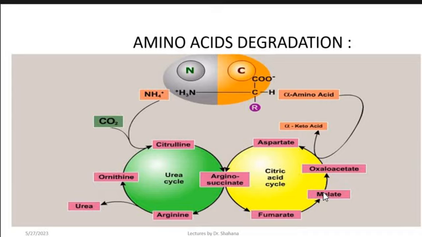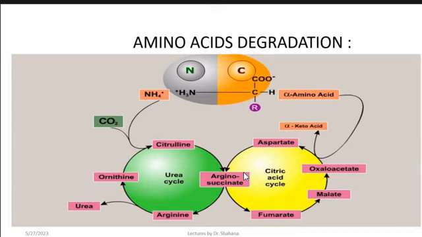This is the summary of amino acid degradation, and here you can see that the amino acid is degraded into two components. One is the carboxylic group and another is the amino group. Basically this is an alpha amino acid. This alpha amino acid gets converted into alpha keto acid, and this alpha keto acid basically undergoes another pathway, which is the ornithine citrulline cycle.